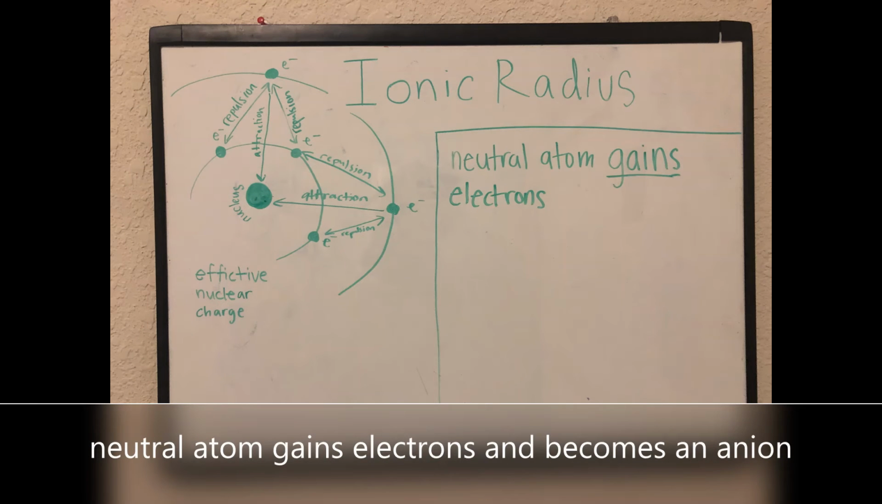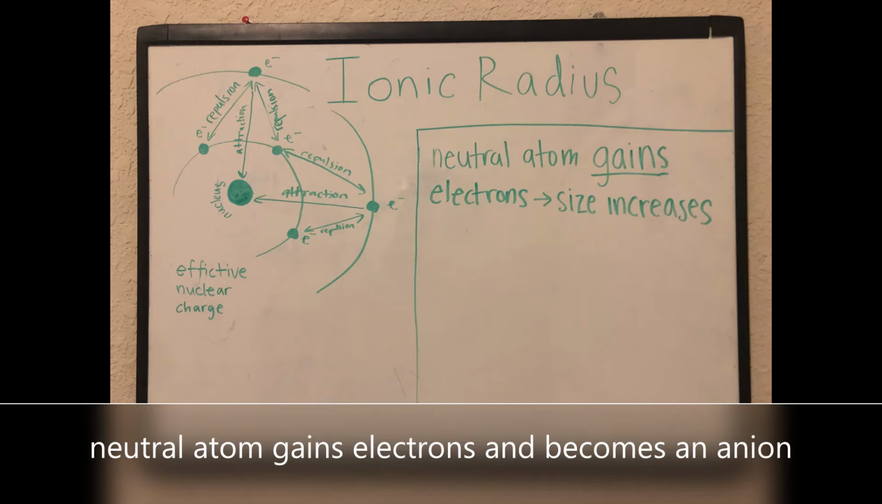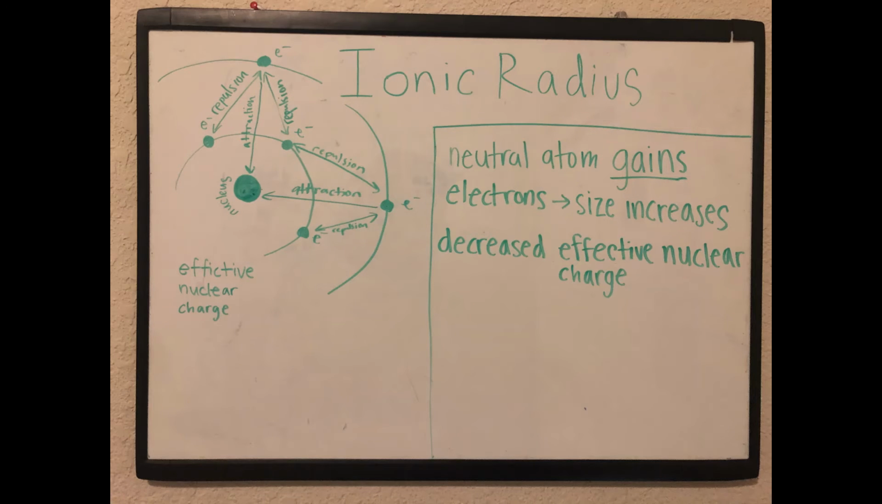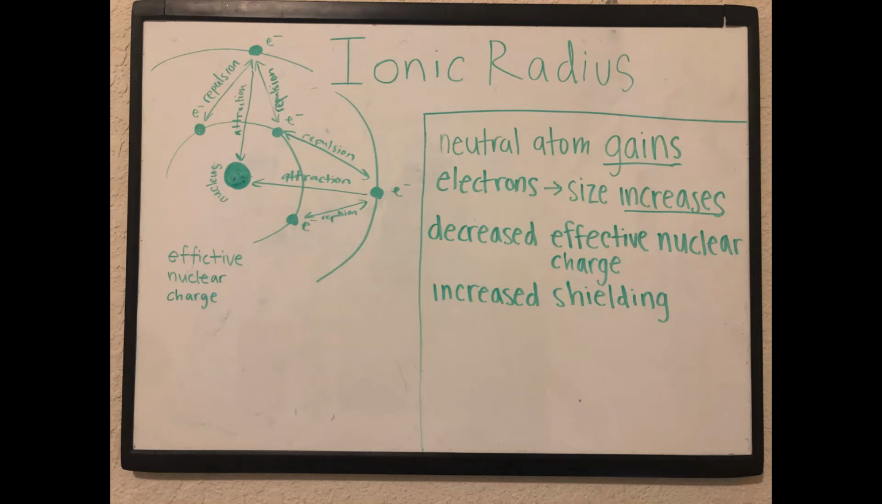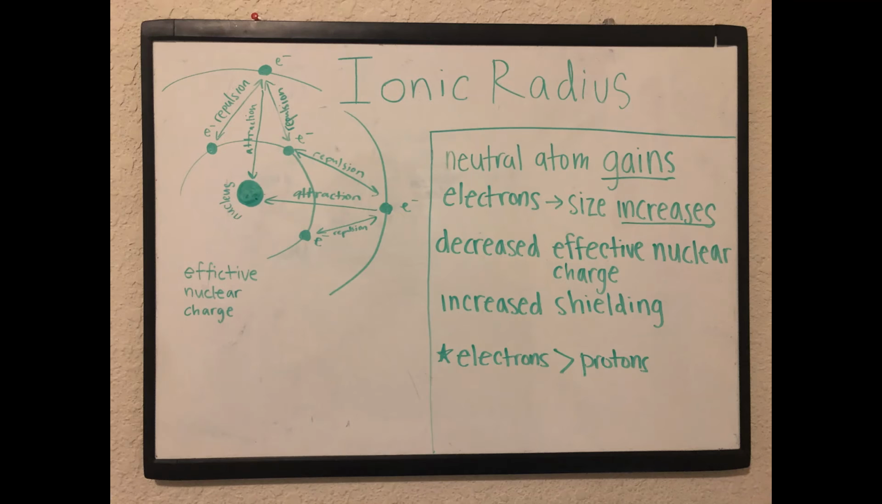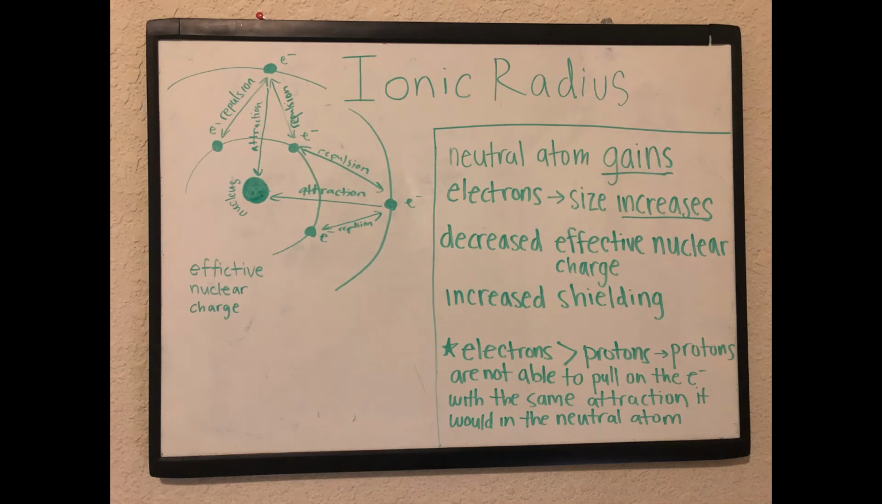And when a neutral atom gains electrons, its size increases. This is because of the decreased effective nuclear charge. The attraction between the protons in the nucleus and the electrons decreases, and there's increased shielding. So there's more electron-electron repulsion, which pushes the electrons further apart. Now that electrons outnumber the protons, the protons are not able to pull on all of the electrons with the same attraction as they would in the neutral atom, making the ionic radius larger.